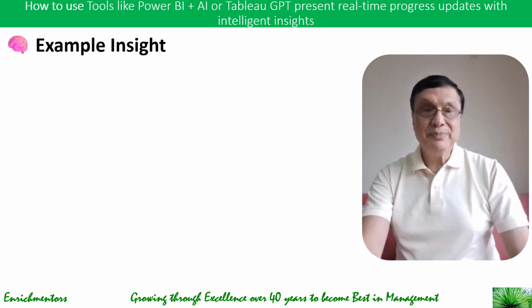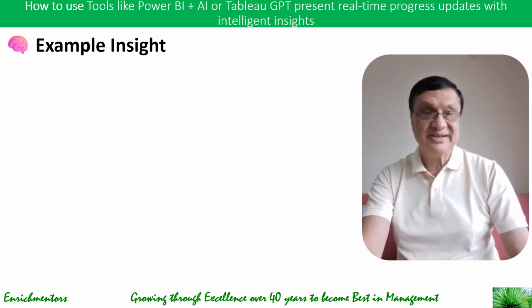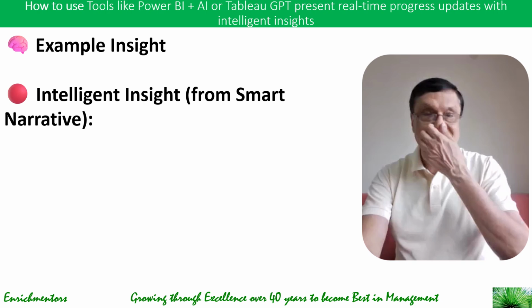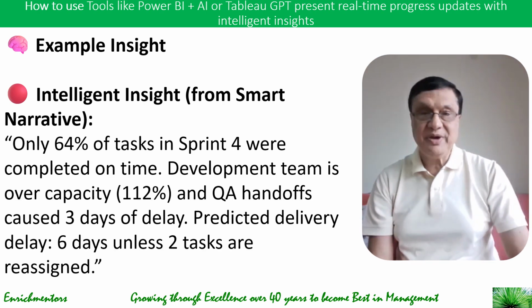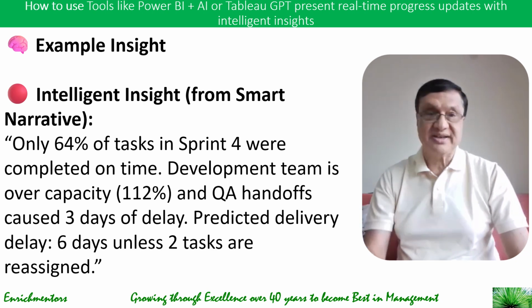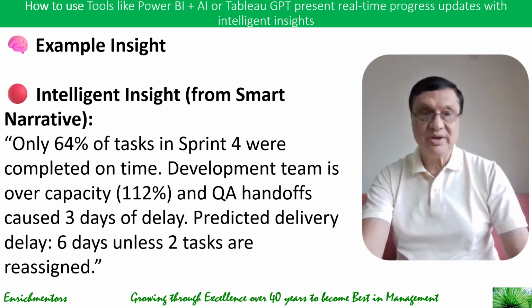Let's take a look at an example of using tools like Power BI plus AI or Tableau GPT to represent real-time progress updates with intelligent insights. The intelligent insights from smart narrative could be that only 64% of the tasks in sprint four were completed on time. Development team is over capacity at 112%. QA handoff delay caused 3 days of delay, and predicted delivery delay is now 6 days unless two tasks are reassigned. So that's kind of intelligent insight you can get from smart narrative.